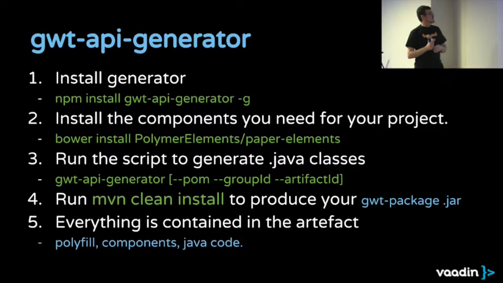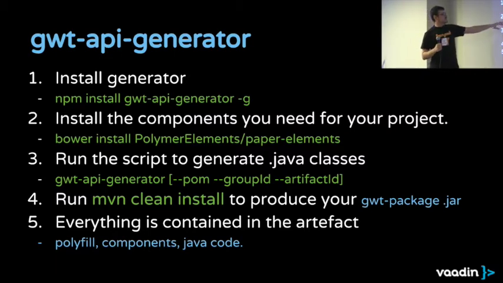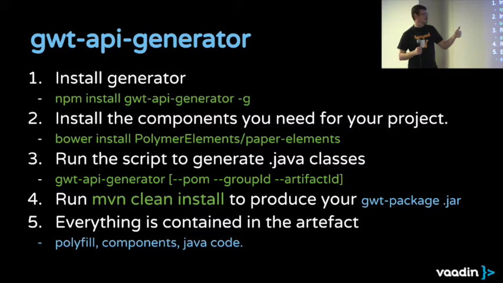Basically, you can install the GWT API generator by running npm install gwt-api-generator with the global flag if you want to have it in your path, in your system. Then you install any element from the web with Bower, like all the paper elements. And then running the GWT API generator, you can specify to generate a POM file if you want to use Maven, also your group ID and the artifact ID. Then you run Maven clean install and you produce your package jar. This package jar is already produced by Vaadin, so you can get it from Maven and you have everything there from Polymer.